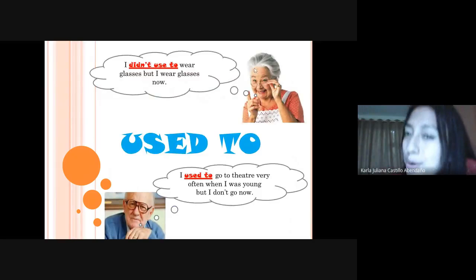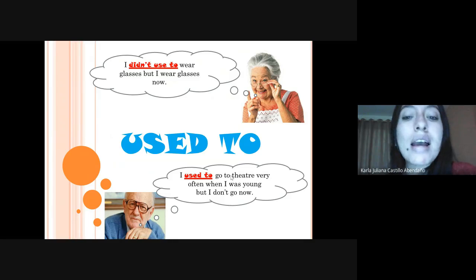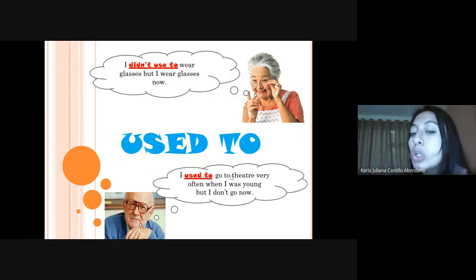For example, look at this picture. This is an old man, and what he says is: I didn't used to wear glasses, but I wear glasses now. I used to go to the theater very often when I was young, but I don't go now. Before, yes, but today, no more.